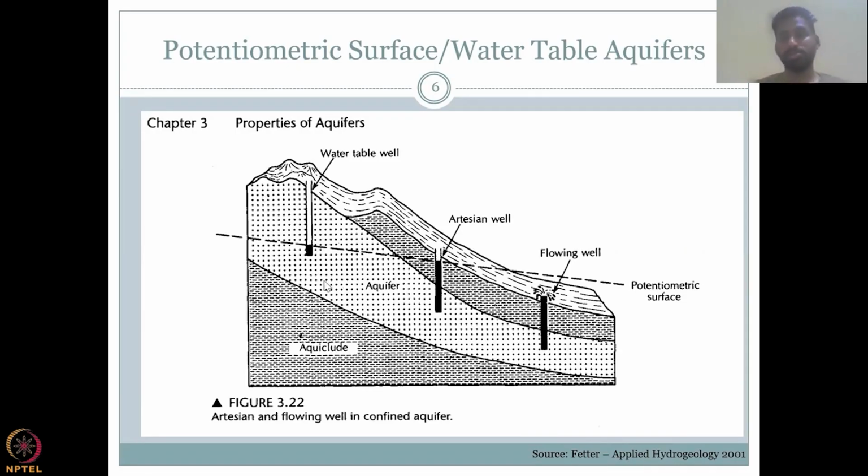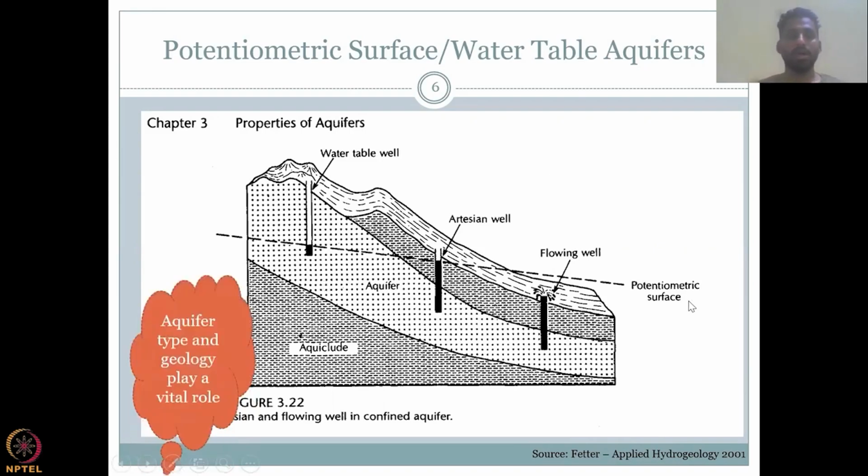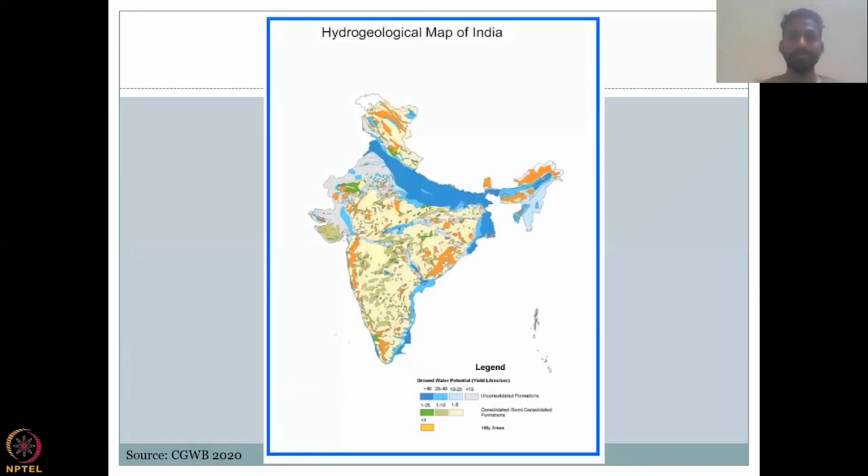We'll also define the potentiometric surface through equations in the coming lectures. With this, the aquifer type and geology play a vital role. We come to understand that it is very, very important to understand the different geologies that go in and how they play a vital role in creating these aquifers. And with this, the Central Groundwater Board has made a hydrogeological map of India. You could see that different aquifers are present along the boundaries of India based on the aquifer type.